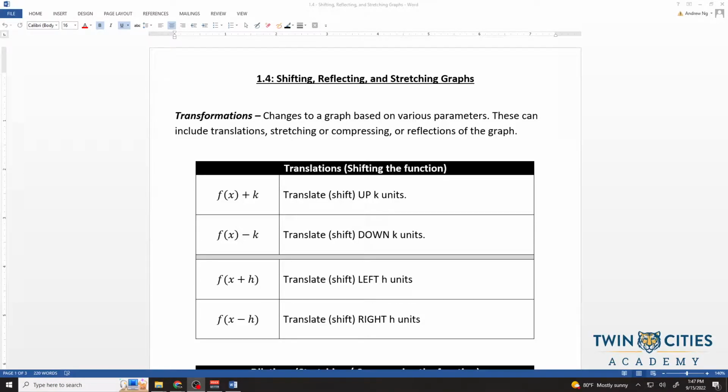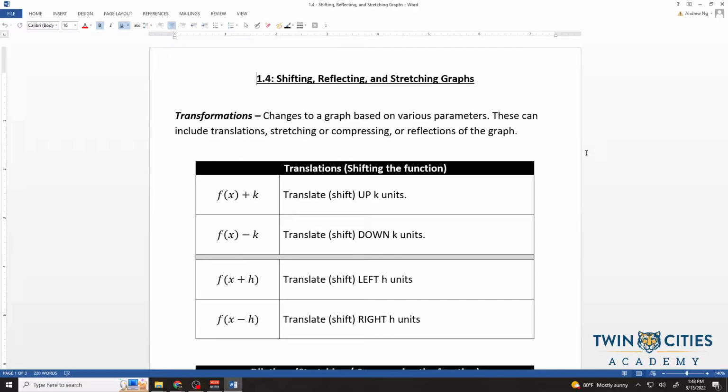In this section, we're going to talk about transformations of graphs, specifically the shifting, these translations, reflecting, stretching, and compressing. So firstly, let's define what is a transformation. A transformation is a change to a graph based on some various parameters. These can include, as I mentioned, translation, stretching or compressing, or reflections of the graph.